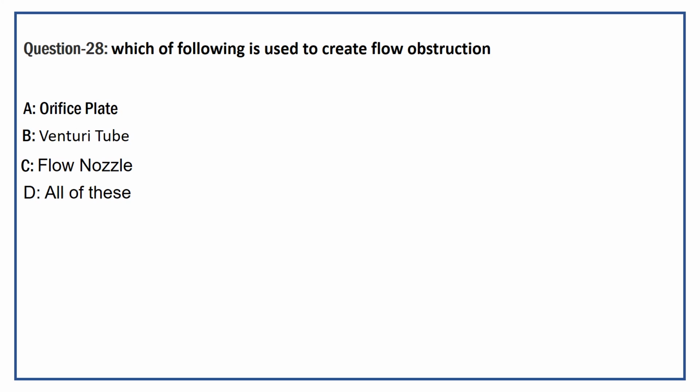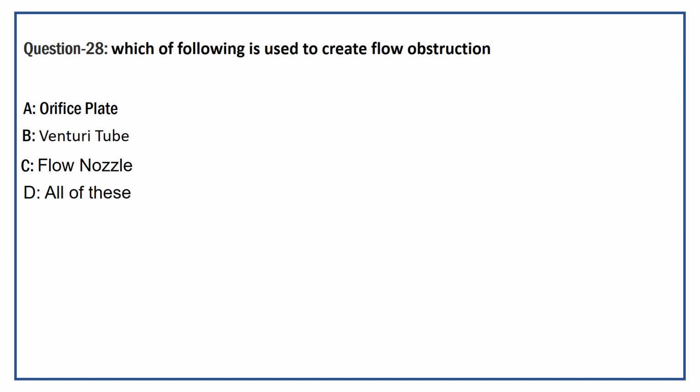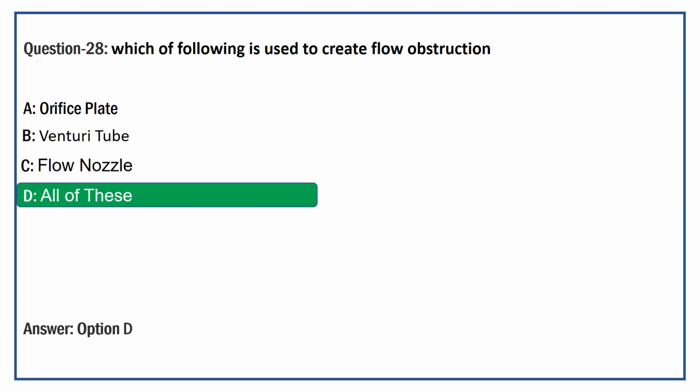Next question is, which of the following is used to create the flow obstruction? And the options are option A, orifice plate, option B, venturi tubes, option C, flow nozzles, or option D, all of these. So the correct answer of this question is all of these. Yes friends, orifice plates, venturi tube and flow nozzles, all of these can be used to create the flow obstruction.